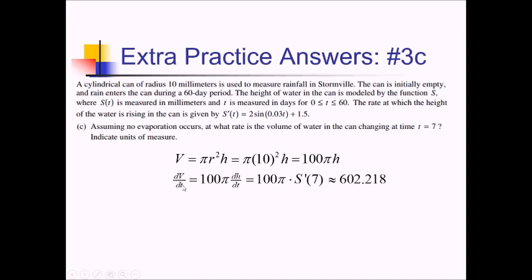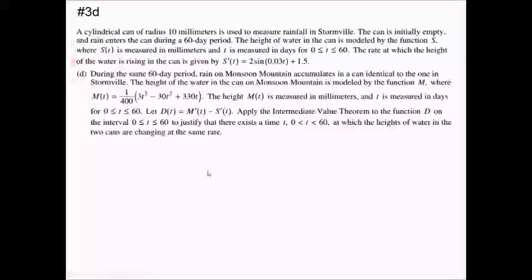Time is measured in days here, so this is cubic millimeters per day. For the last part of this free response problem, during the same 60-day period, the rain on Monsoon Mountain, another great location, accumulates in a can identical to the one in Stormville. The height of that water is modeled by this m function here. So note that this is the actual height, not the rate of change of the height like they gave us for Stormville. So this is a nice little polynomial.